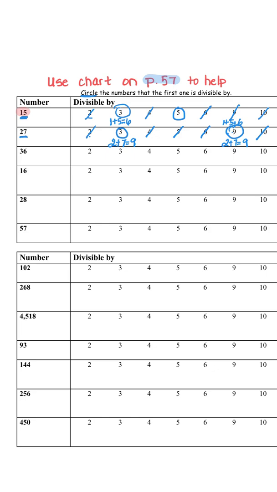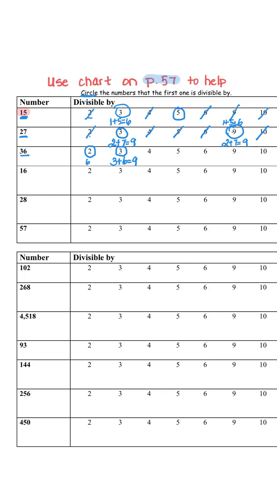36. Is it divisible by 2? The answer is yes. Why? Because it ends in a 6. Okay, it ends in a 6, so that's a yes. Is 36 divisible by 3? Well, if I break apart and add the sum of the digits, I see 3 plus 6 is equal to 9. Is 9 divisible by 3? The answer is yes, therefore it is divisible by 3.